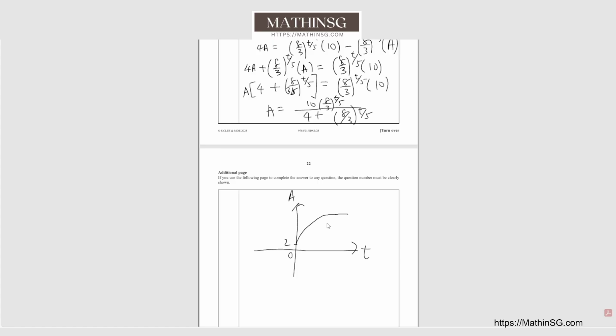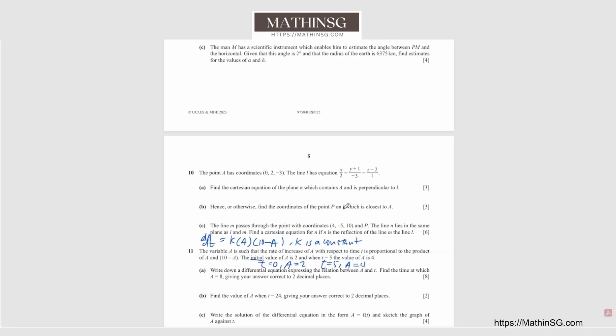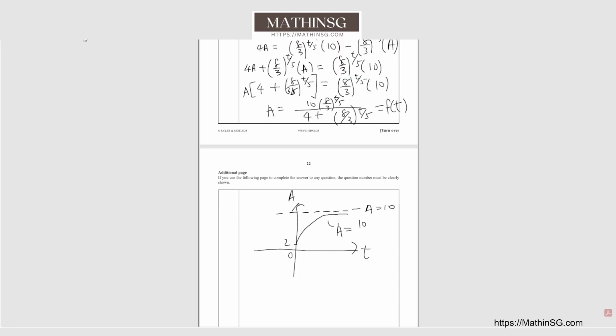If you type into the GC, it looks like there is an asymptote somewhere here, right? And if you keep scrolling, you'll notice that the A value is somewhere around 10. Okay, the asymptote is at A equals 10. I'll explain more later. This is, let me call it f(t), because they say this is in the form A equals f(t). So I label this as A equals f(t), then I don't have to write so much. So this is the answer.